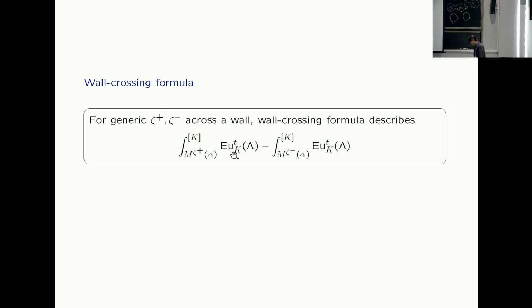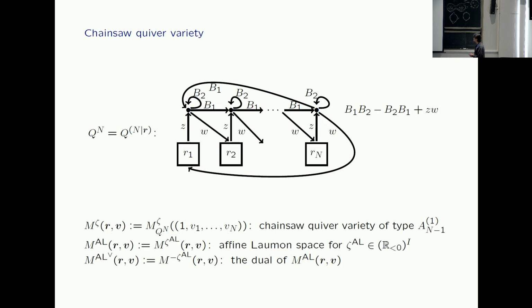But today I want to omit the explicit form of our wall-crossing formulas. And I want to focus on chainsaw quiver varieties. So we recall that a chainsaw quiver variety is this diagram.